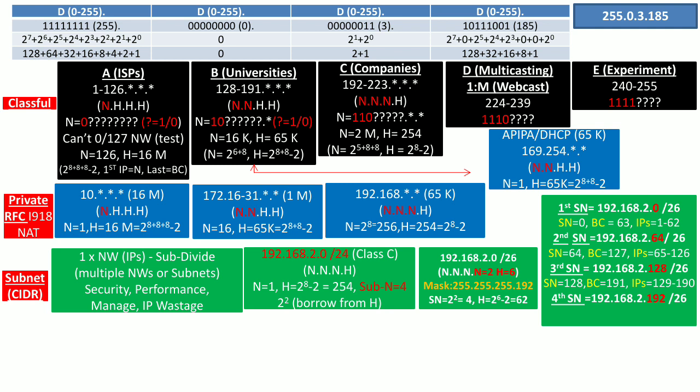And in the fourth subnet, that is the last subnet, its subnet address would be 192, that is the first address, and the last address would be its broadcast address, and the IPs would be from 193 to 254.